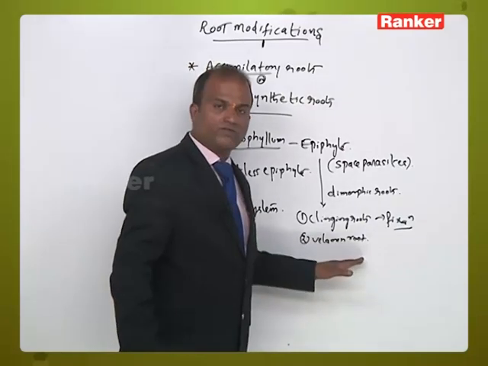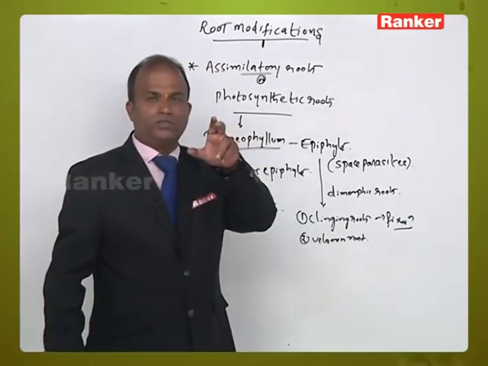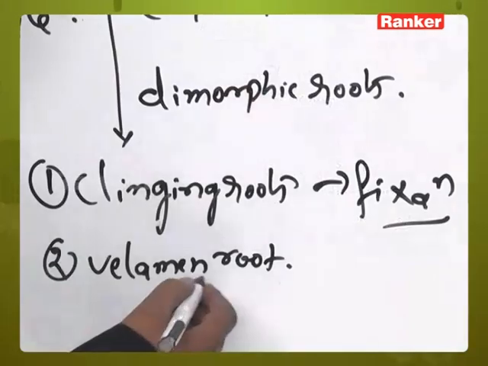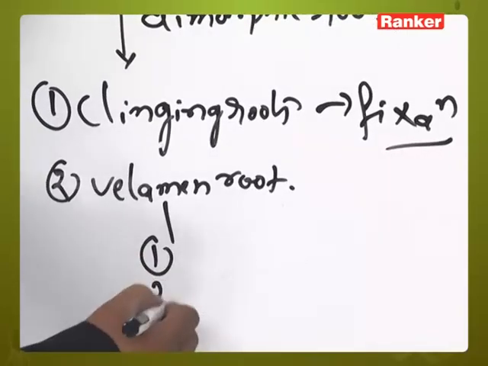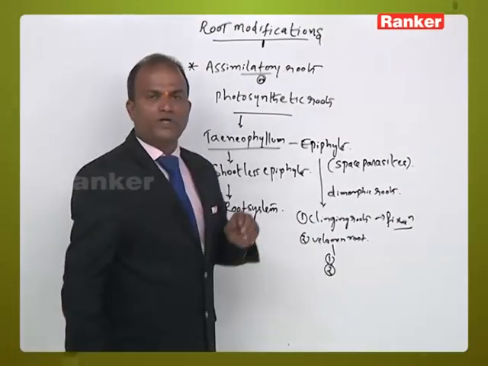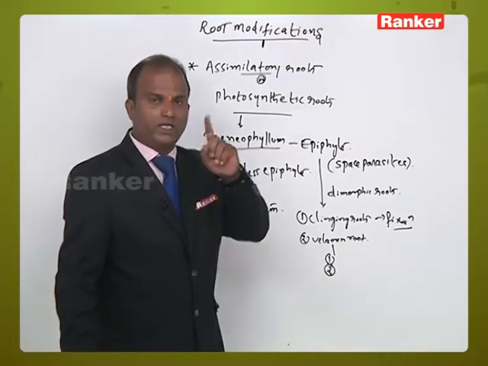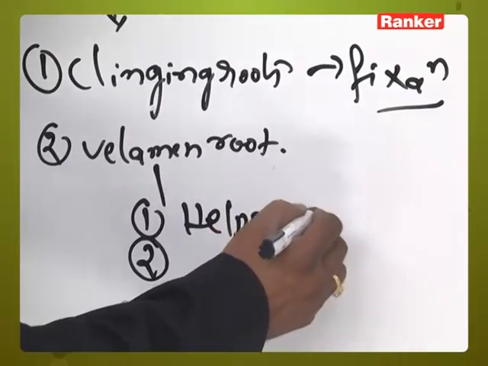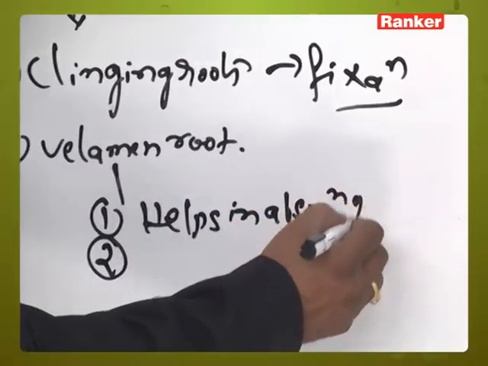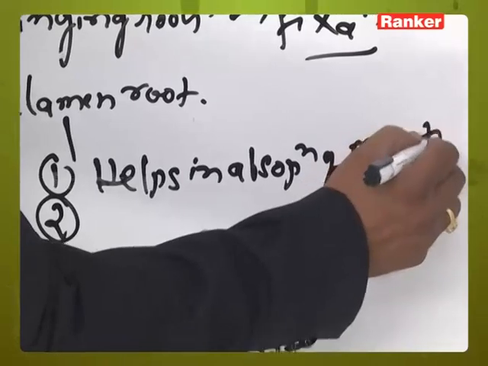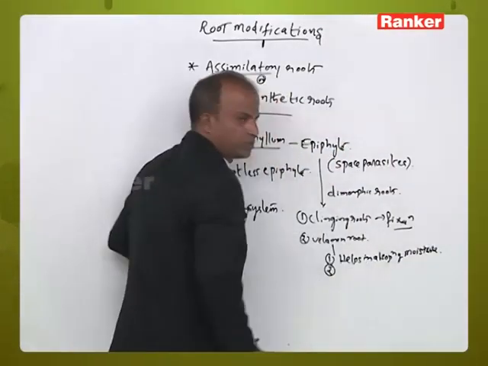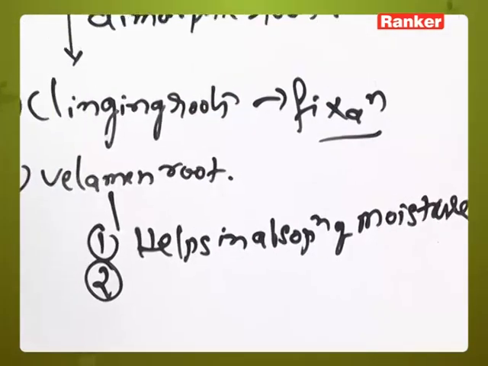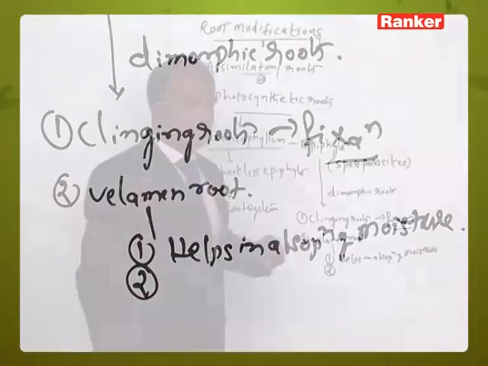And what is the function of the velamen roots? As you already know, Vanda performs only one function, but these velamen roots perform two functions. One is that they help in absorption of moisture. Due to the presence of dead hygroscopic velamen tissue, it plays an important role in the absorption of moisture.